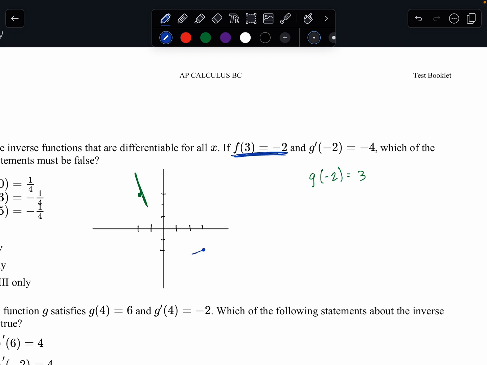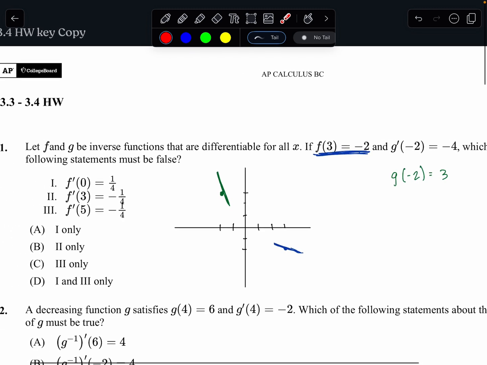So no, I didn't. If we were to put a tangent line around that point, it would look maybe something like that. Their slopes would be the reciprocal of each other. And so there you go. I know that option number 2 has to be true. At 3, the graph of f has to have a slope of negative 1/4, because I know that the graph of g at x equals negative 2, where you switch the inputs and the outputs, has a slope of negative 4.